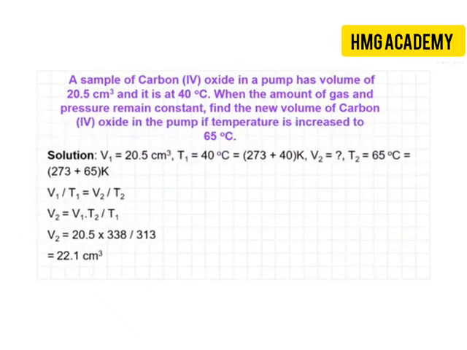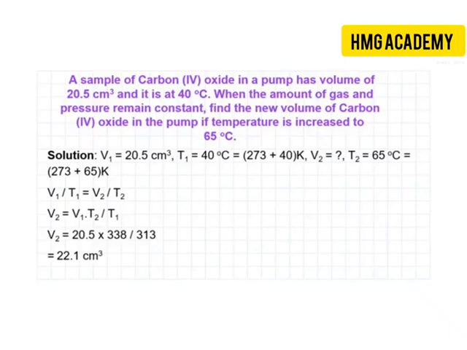Now let's take a look at the solution. We bring out our values. The first volume V1 is 20.5 cm3, while the first temperature is 40 degrees Celsius, which we're going to convert to Kelvin by adding 273 to it.